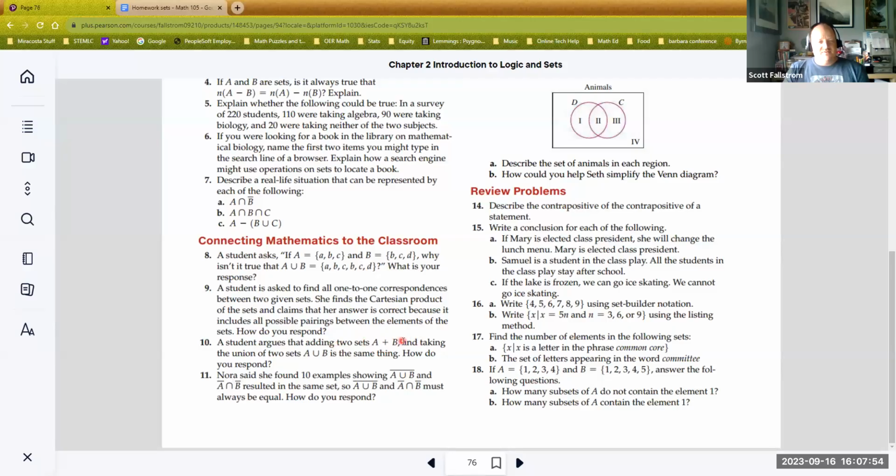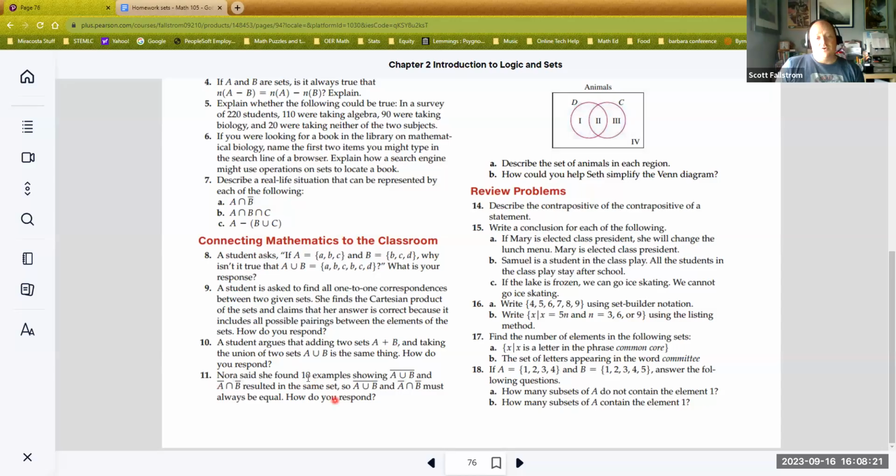Student says adding two sets. Tough call. We have a set difference, but we don't have a set addition. I mean, what would that even look like? If we're trying to put all the elements together, then that would just be the union, right? For putting those together. So I'm not sure. Now it's a good one to say, hey, what do you mean by A plus B? Since we haven't talked about that.